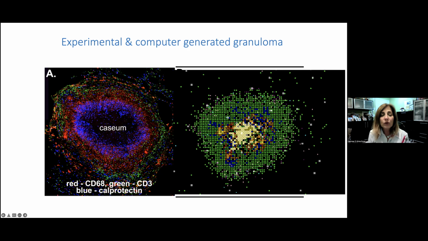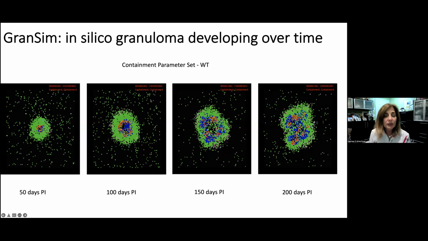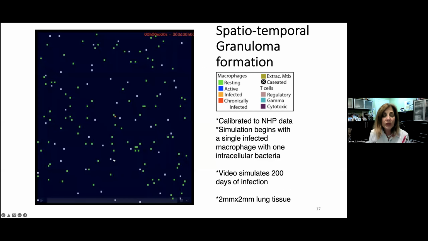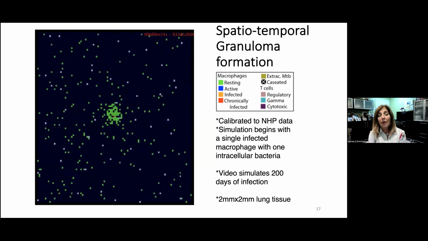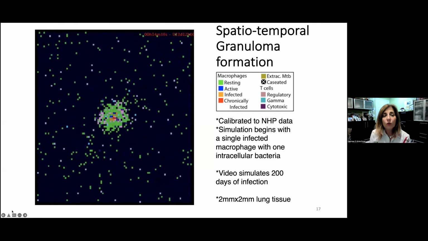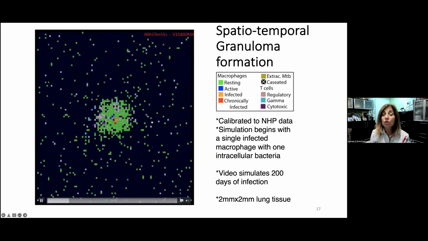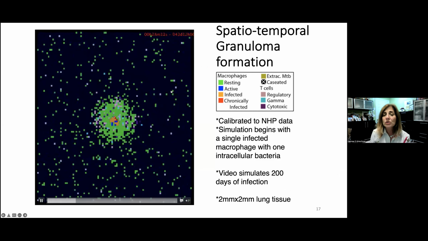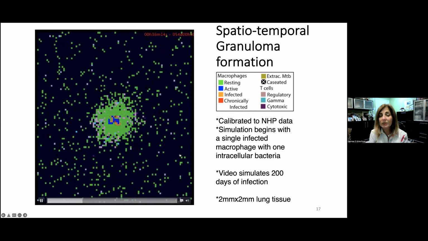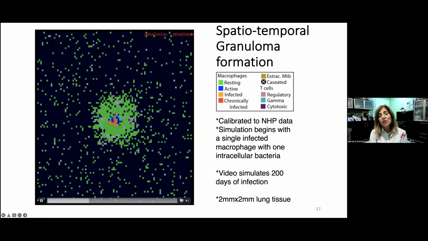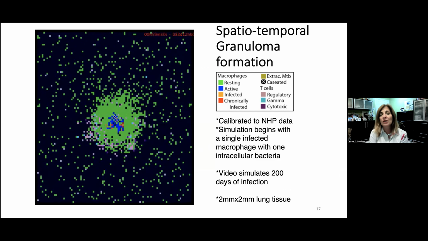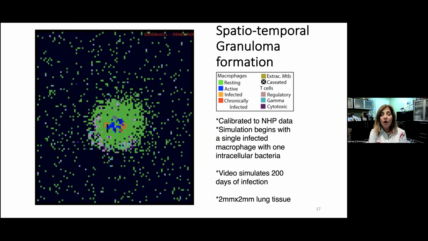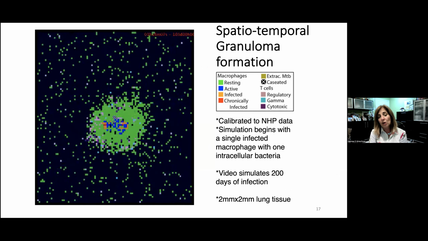But of course, we don't need the picture. What we really want is to track this developing over time. And so we can do that. We can do a time-lapse video of dropping in a single bacteria. The green are the macrophages that are just in your lung normally. The little pink squares are your vascular sources where T cells can be recruited. And you can see that this granuloma, so this is a 200-day simulation that I'm going to show you in a matter of seconds, forms in our lung tissue.